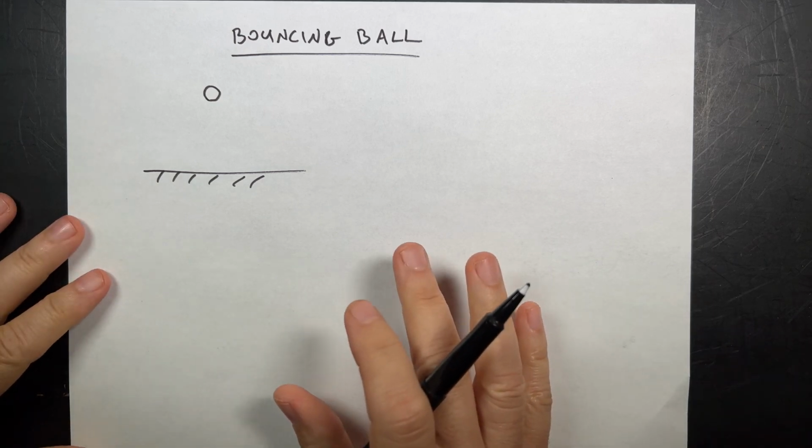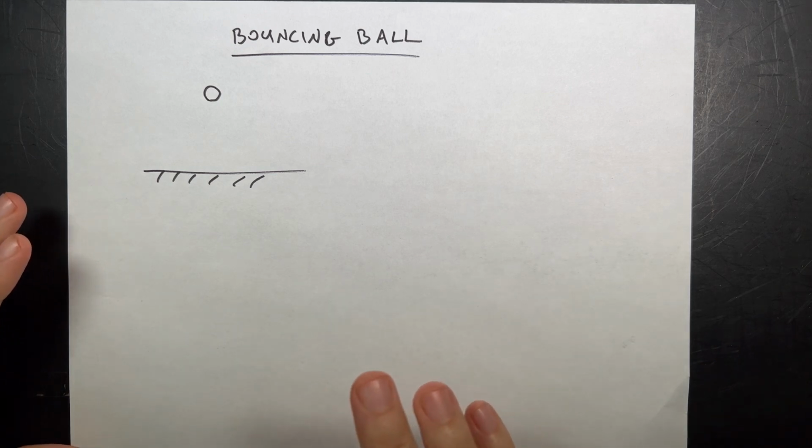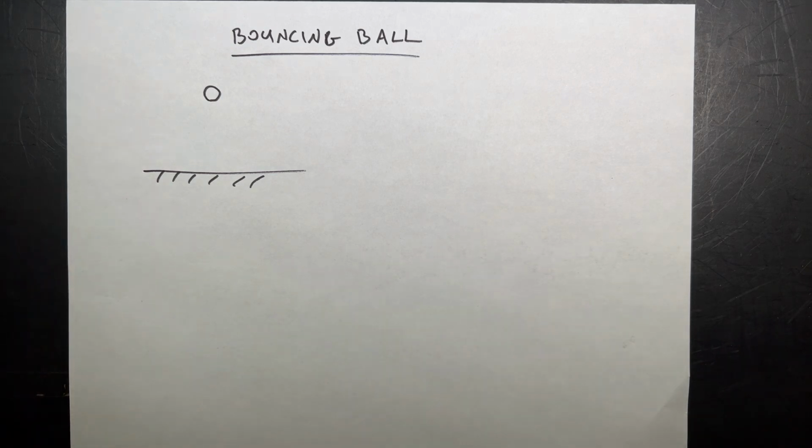A bouncing ball. We're going to model this in Python. We're going to jump right into it. We're going to go as much detail as possible. We're going to start off with a simple model and then go to a more complicated model.